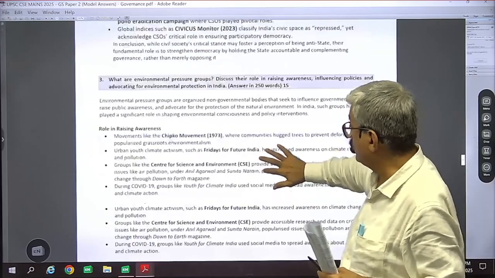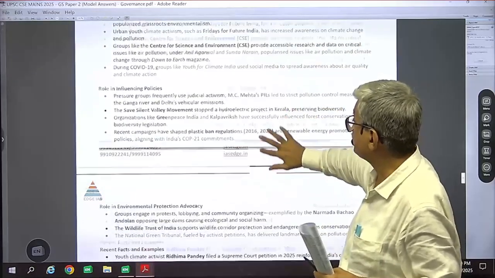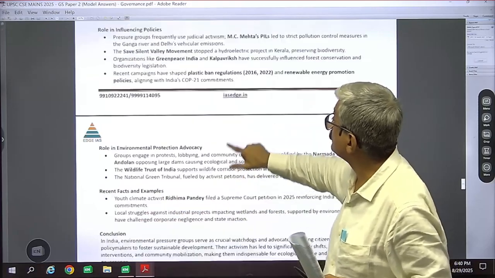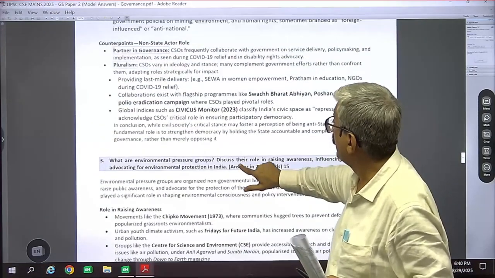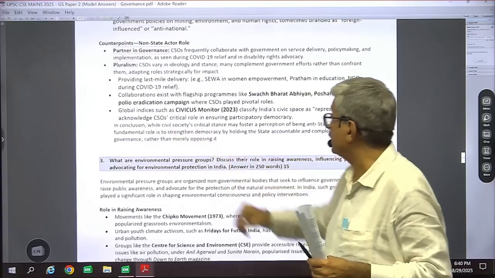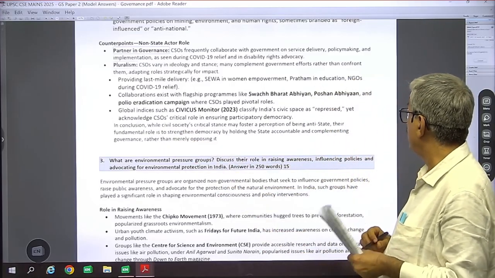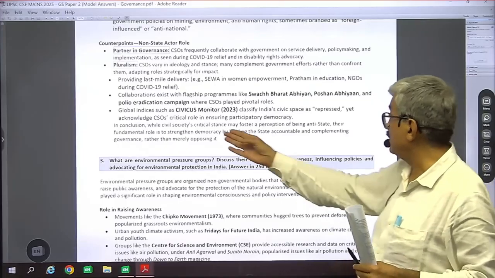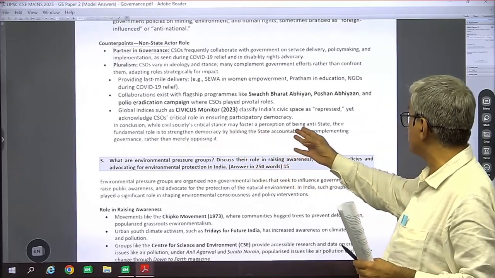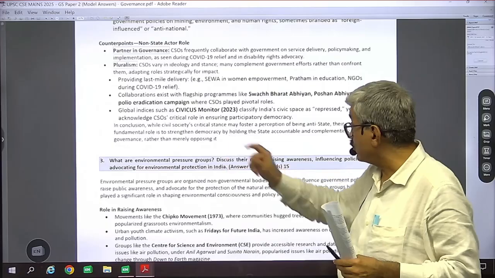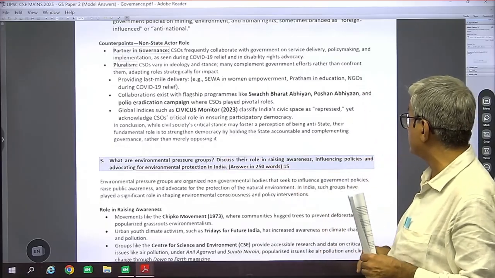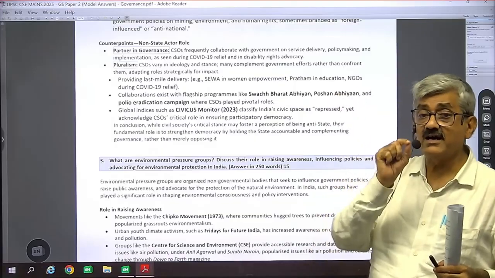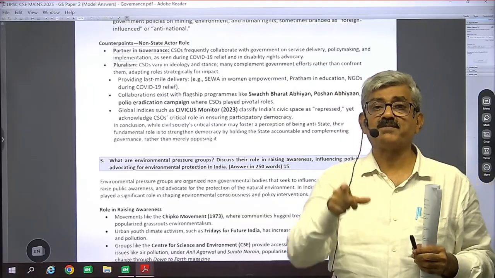Therefore, while we conclude, we say that while we acknowledge the critical role of CSOs in ensuring participatory democracy, while their critical stance may foster a perception of being anti-state, their fundamental role is to strengthen democracy by holding the state accountable and complementing governance, rather than opposing it for the purpose of opposing.